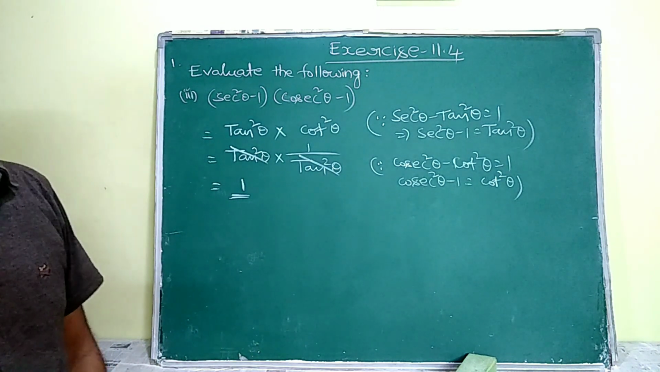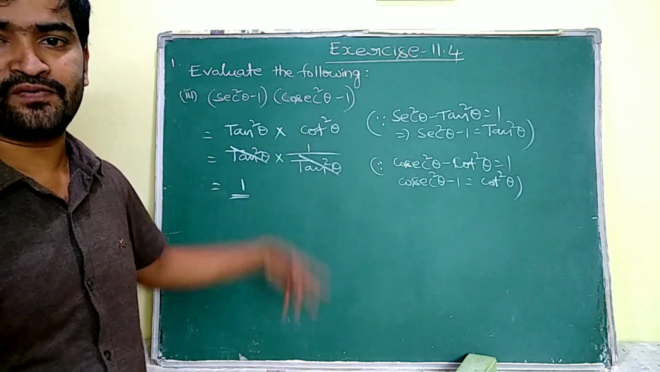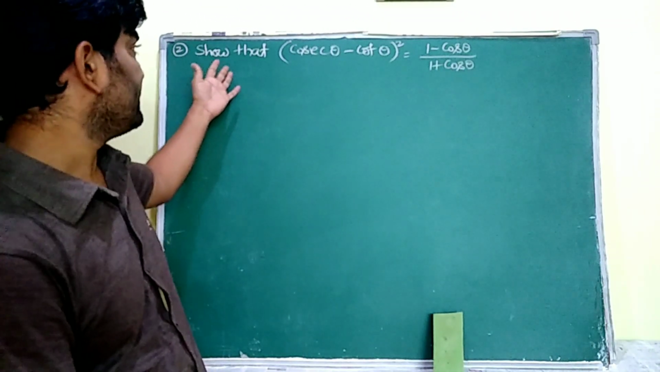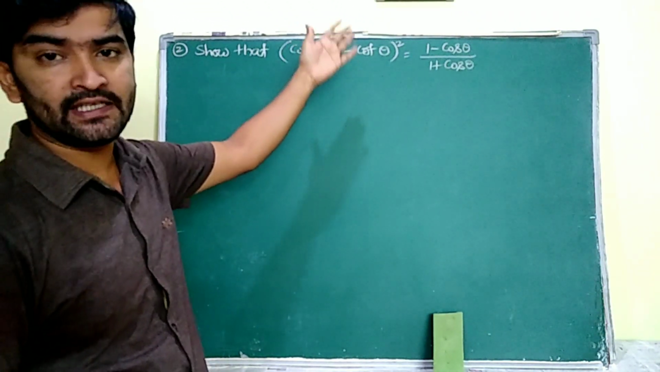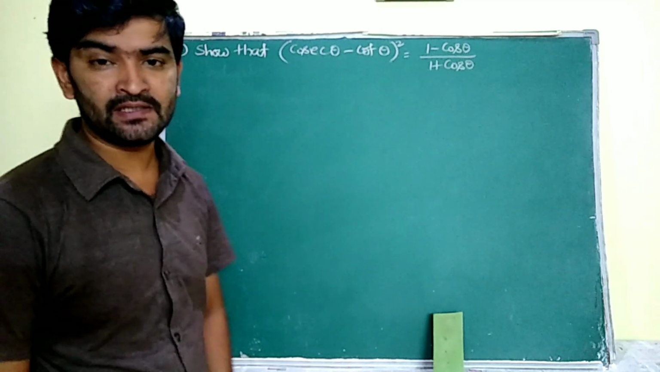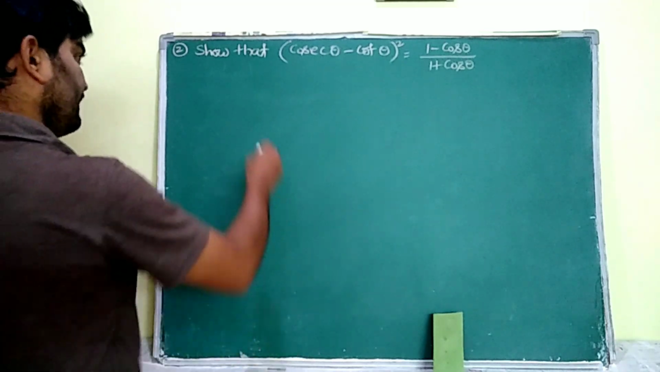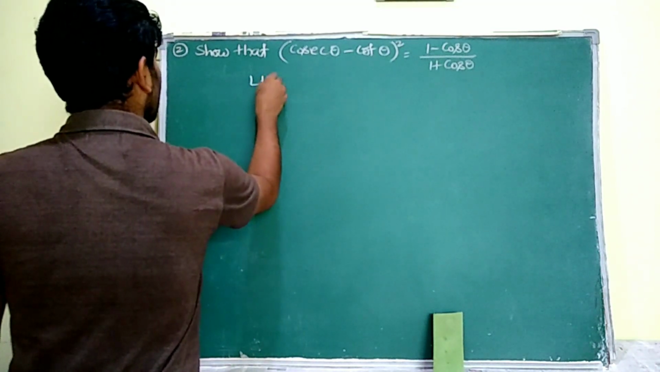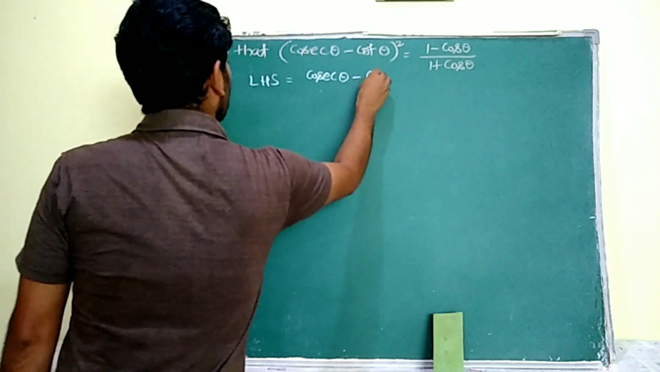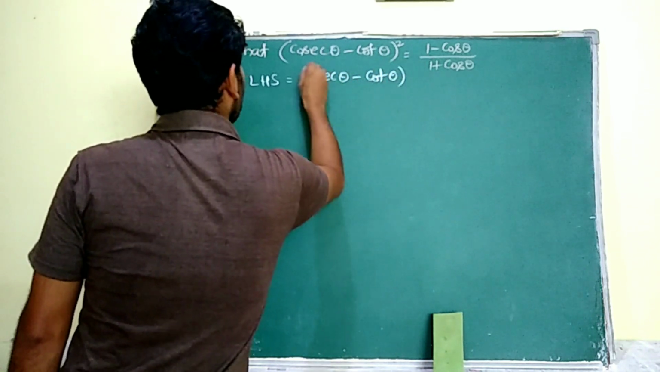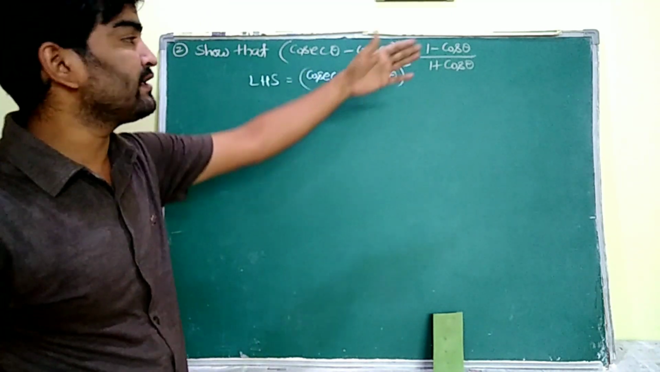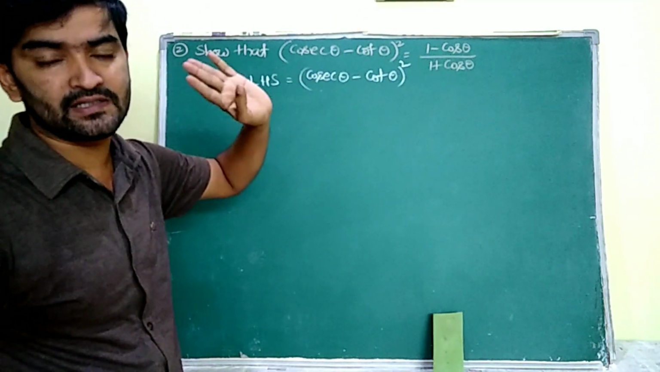Okay? You may use these two identities to simplify this given problem. See, question number 2. Show that (cosecant theta minus cot theta) whole square is equal to (1 minus cos theta) by (1 plus cos theta). Then here just consider the LHS value. LHS is equal to (cosecant theta minus cot theta) whole square. I have to obtain its value equivalent to (1 minus cos theta) by (1 plus cos theta).